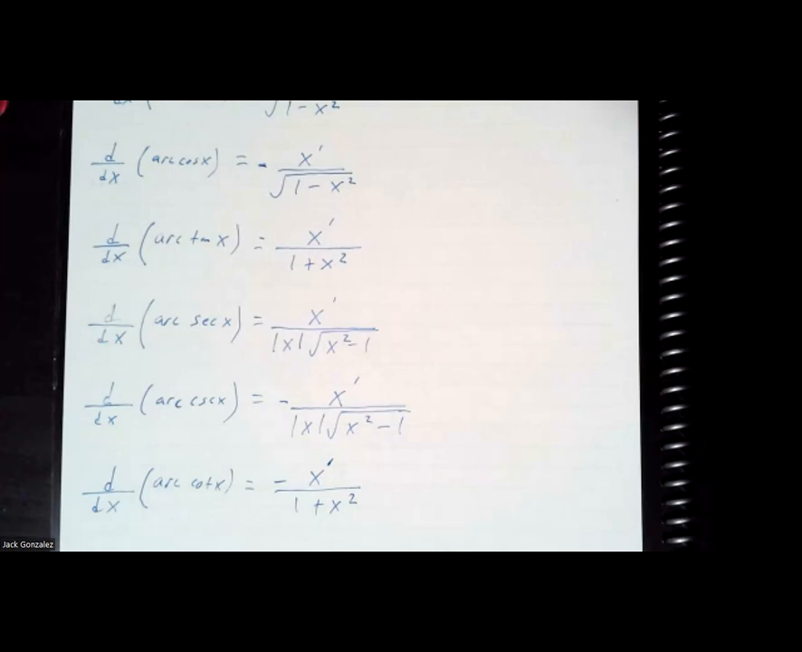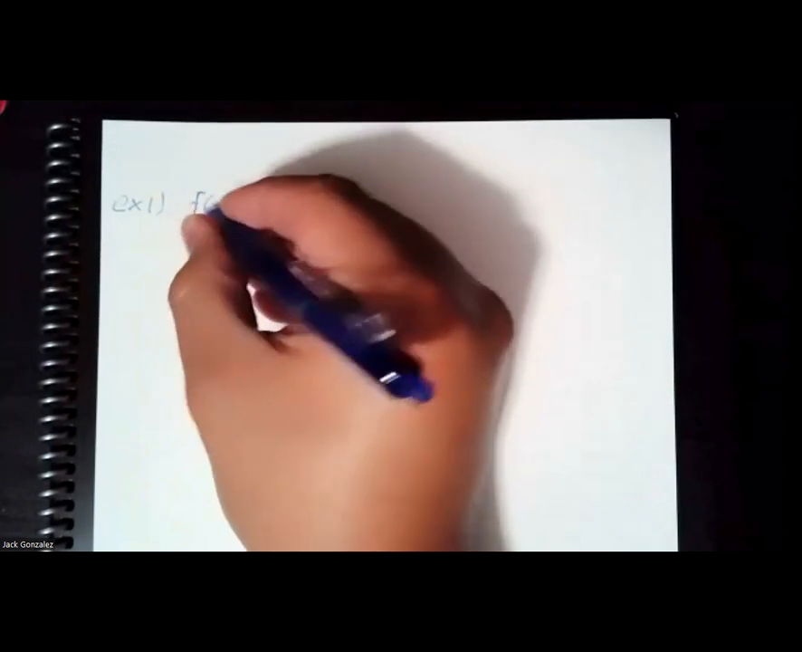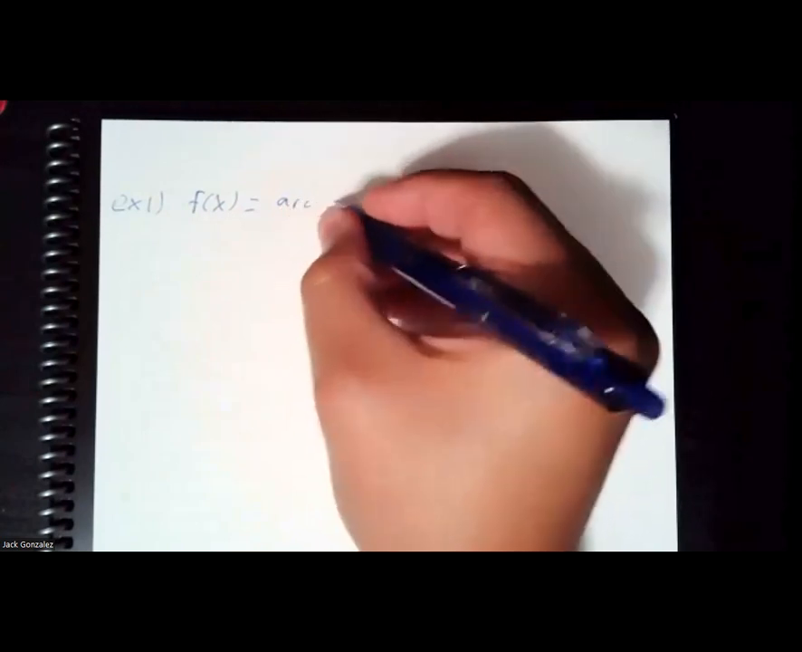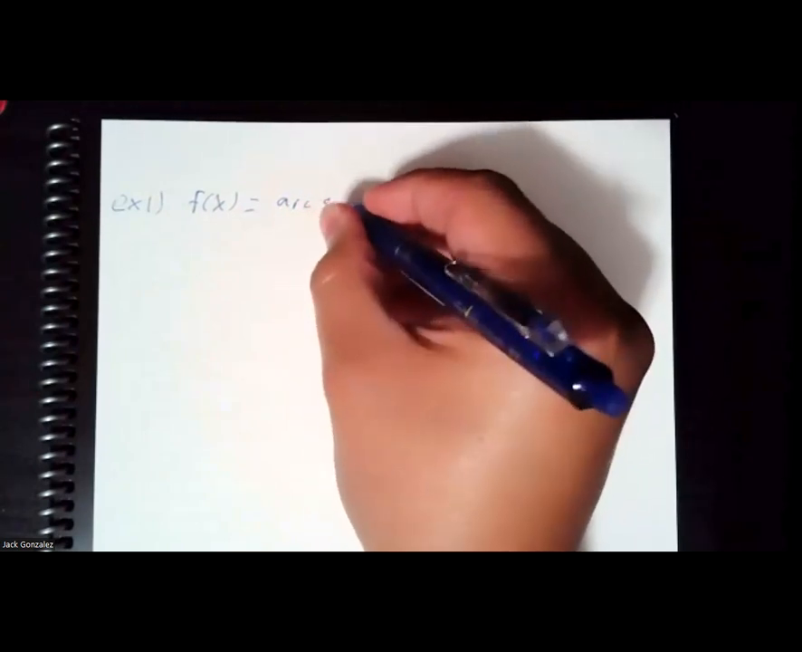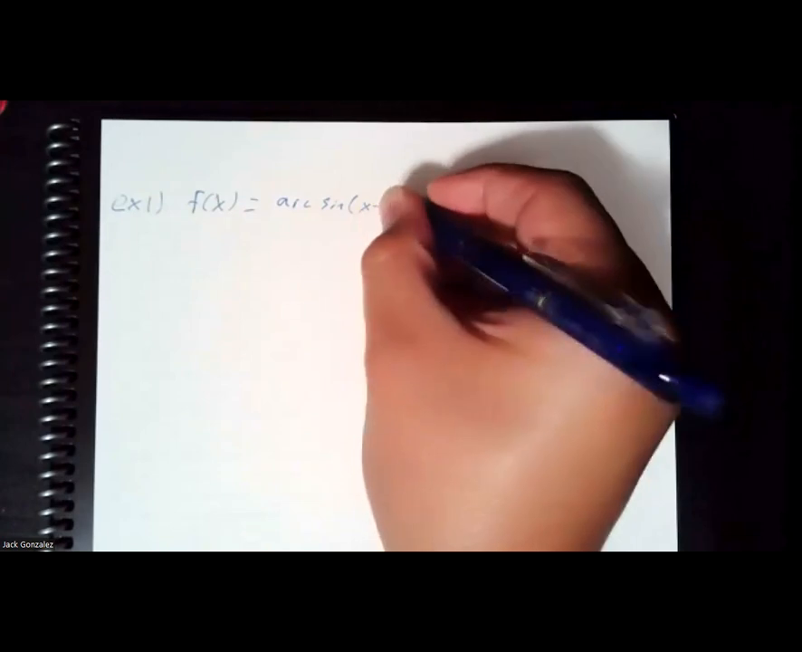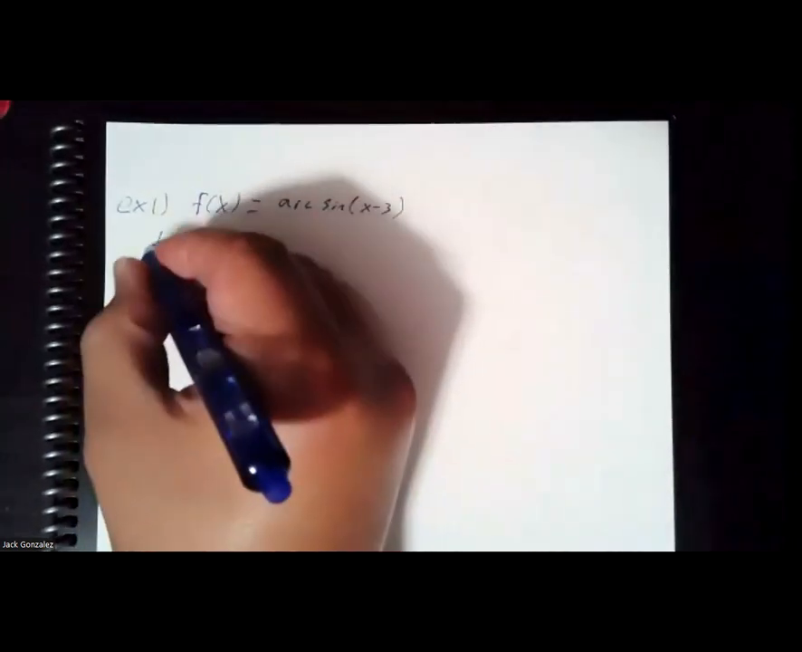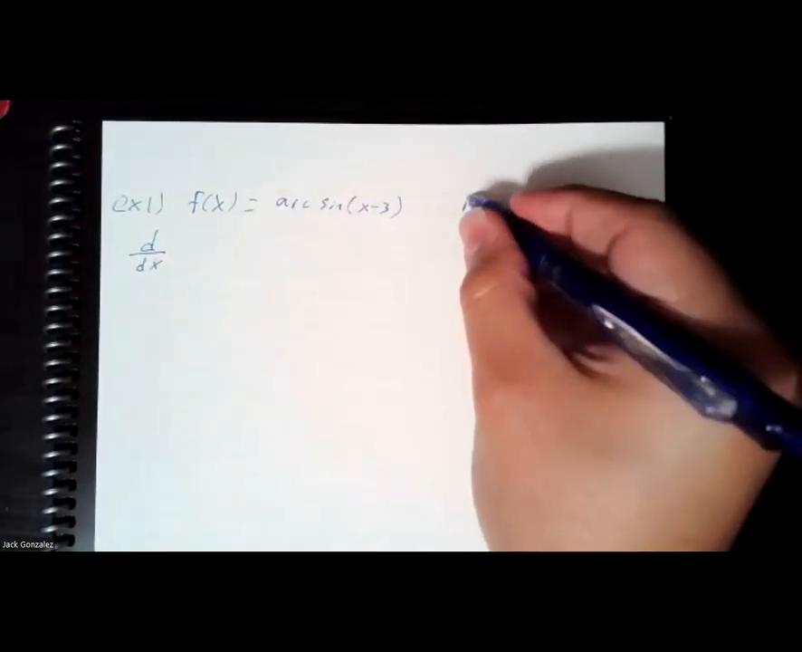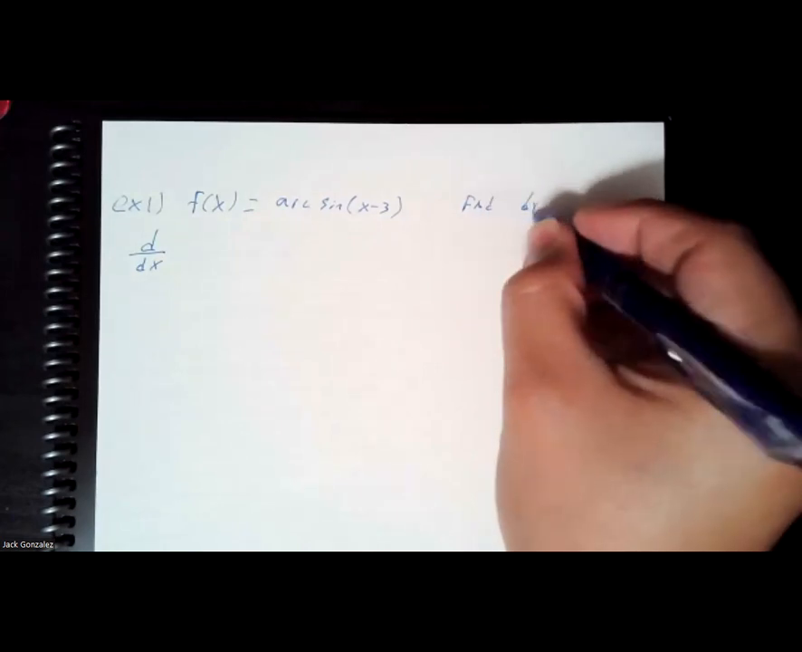Okay. So let's go to the next page, I guess. Example 1. So let's say our function f is equal to arc sine of x minus 3. So take your derivative. The question would be find dy dx, I guess.